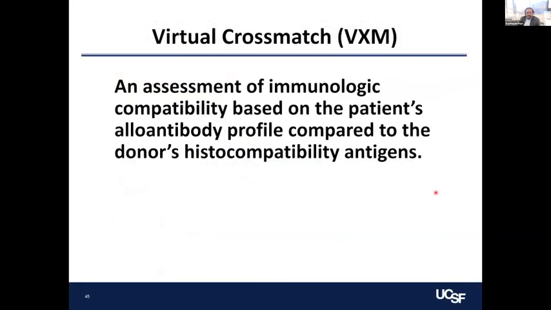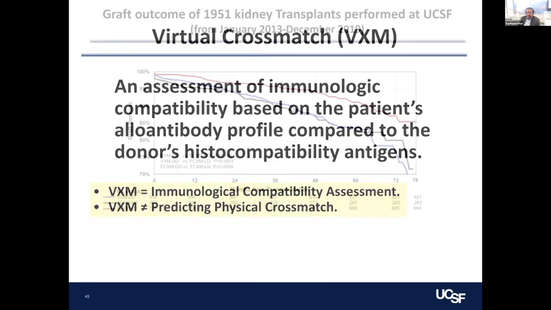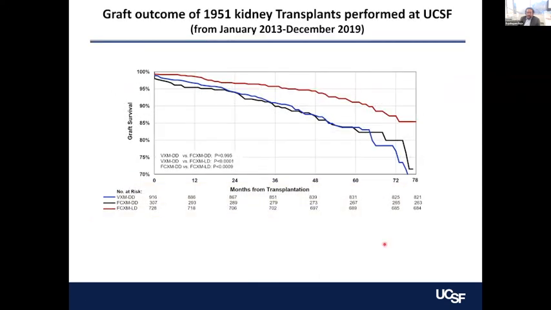So the virtual cross match is an assessment of immunologic compatibility based on the patient alloantibody profile compared to the donor's histocompatibility antigens. It is not equivalent to predicting a physical cross match. It's just an immunological compatibility assessment. So 75% of our kidney transplants at my center are done based on the virtual cross match.